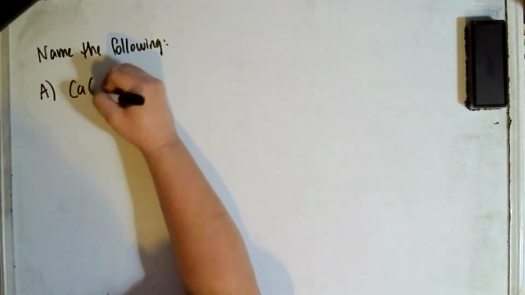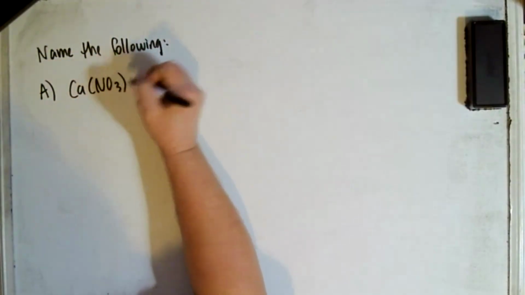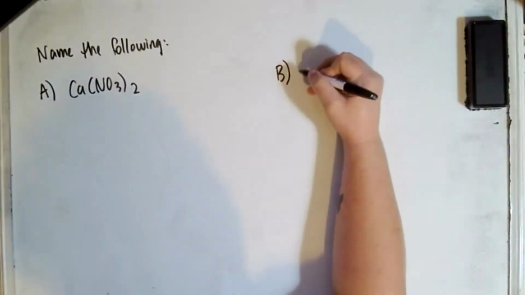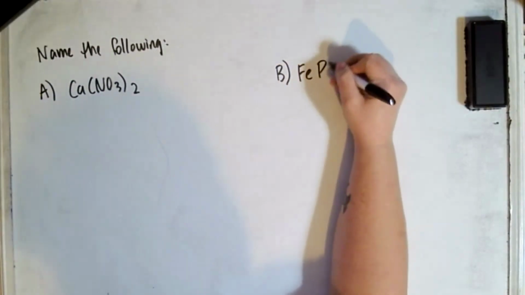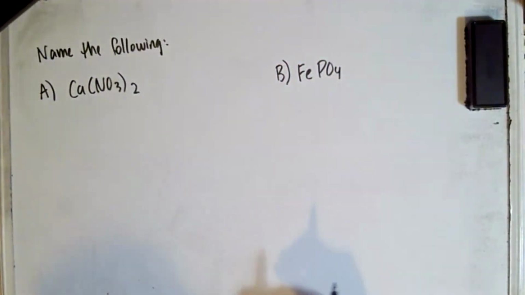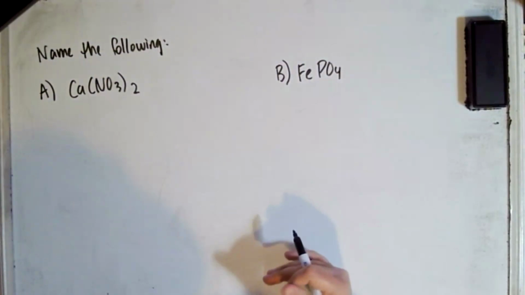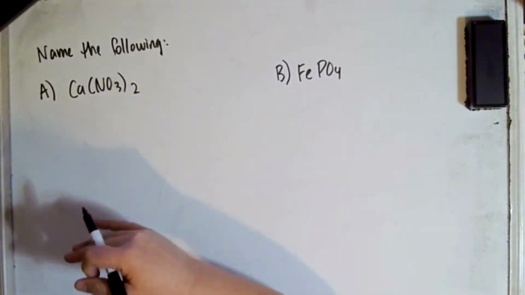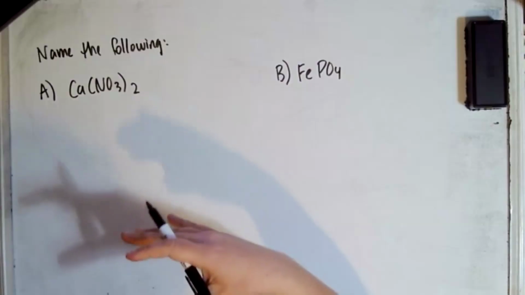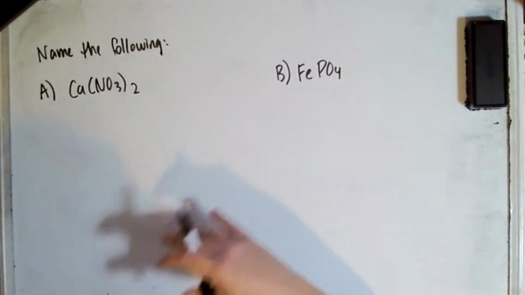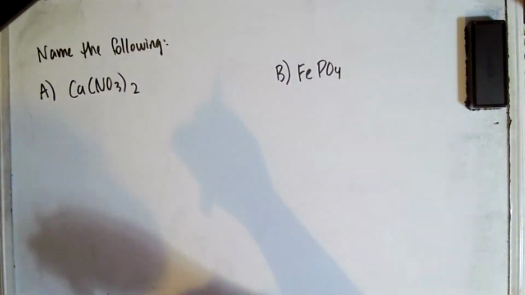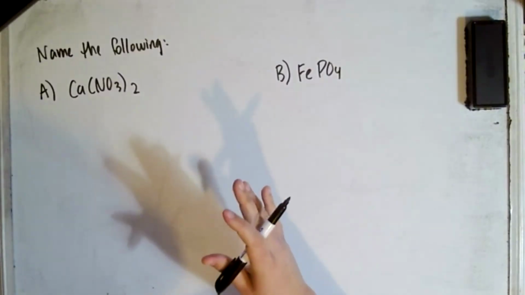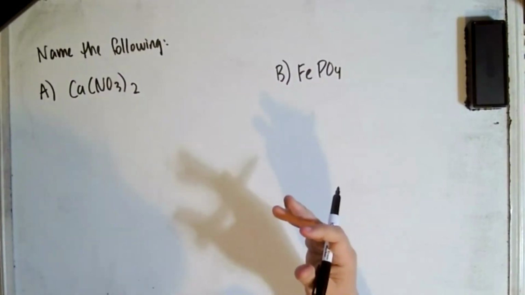Okay, we have Ca(NO3)2, and we have FePO4. When you're naming an ionic compound, we have now practiced with both metals that have only one charge and metals that have multiple charges. Before you can name an ionic compound, you have to identify whether your metal's charge can change or not.